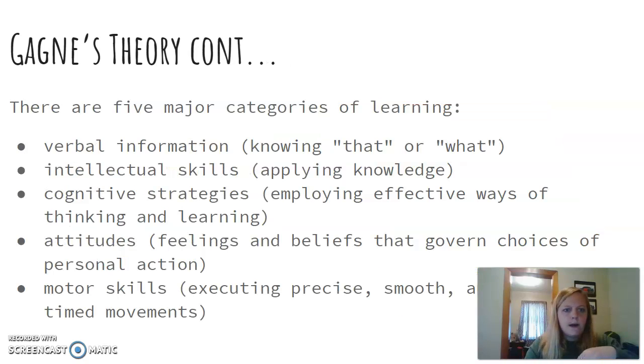Then it talks about how there are 5 different major categories of learning. We have the verbal information, so knowing this or knowing that, and being able to say that. And then we have our intellectual skills, so applying that knowledge, our cognitive strategies, our attitudes, and our motor skills.